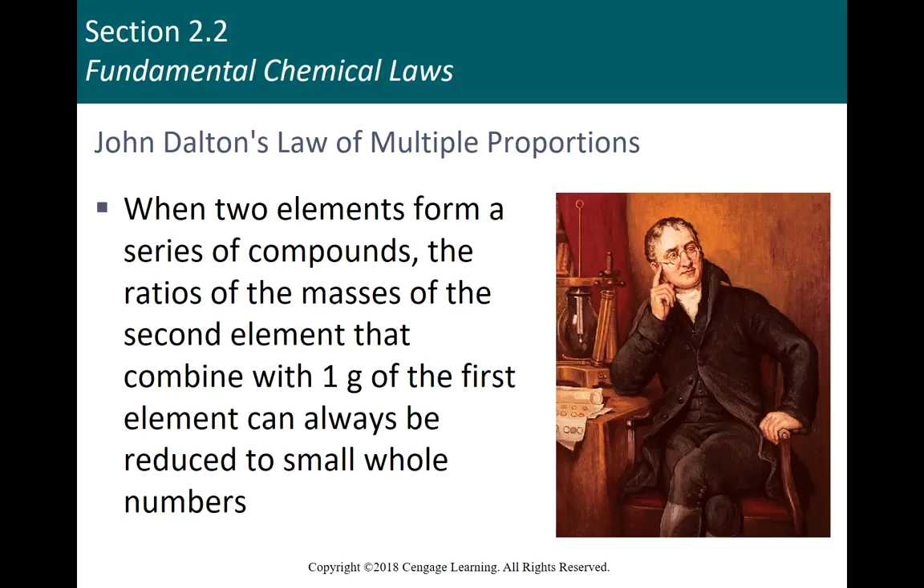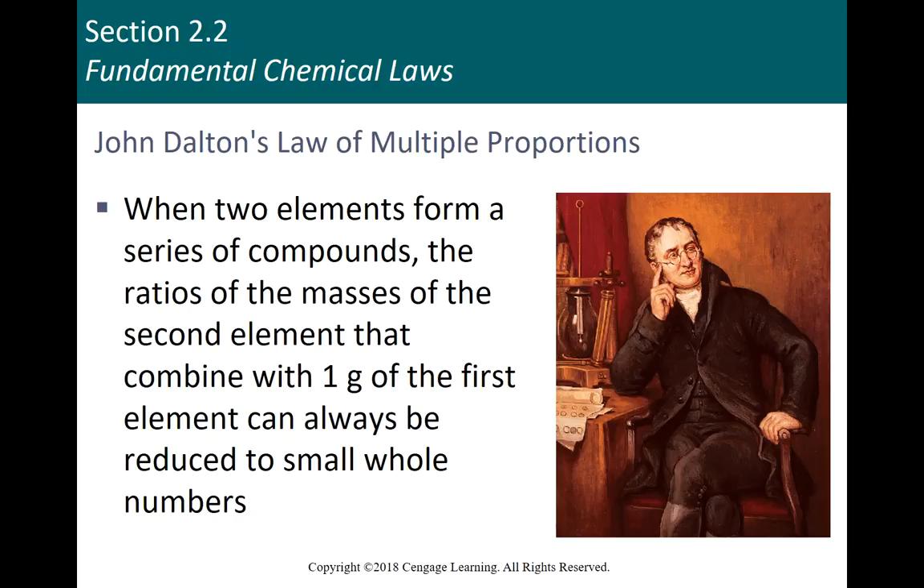When John Dalton started looking at different compounds, he came up with the law of multiple proportions. What he is talking about in the law of multiple proportions is elements that can combine to form multiple types of compounds. An example that's used often is the numerous compounds that nitrogen and oxygen can make. So, when 2 elements form a series of compounds, the ratios of the masses of the second element combined with 1 gram of the first element can always be reduced to small whole numbers.